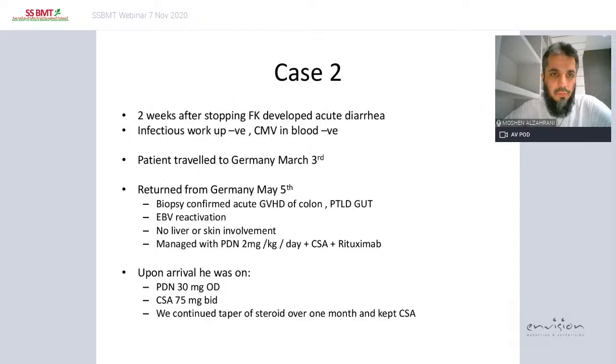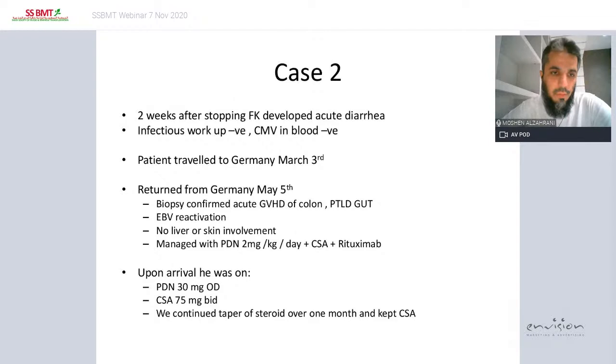He returned after 2 months from Germany, and the report mentioned that he had biopsy-proven acute graft versus host disease of the colon, and there was also an element of PTLD in the gut with EBV reactivation. The GVHD was isolated to the gut, so there was no liver or skin involvement. He was managed with prednisone plus cyclosporine plus rituximab, and he responded to this combination.